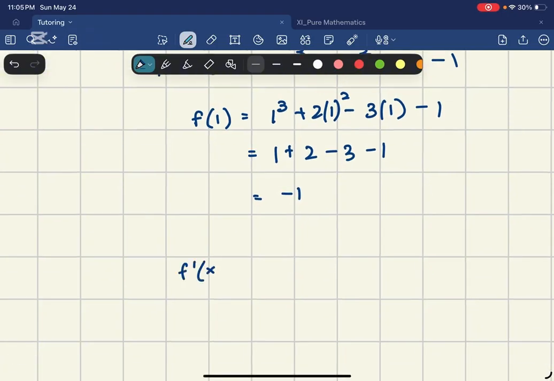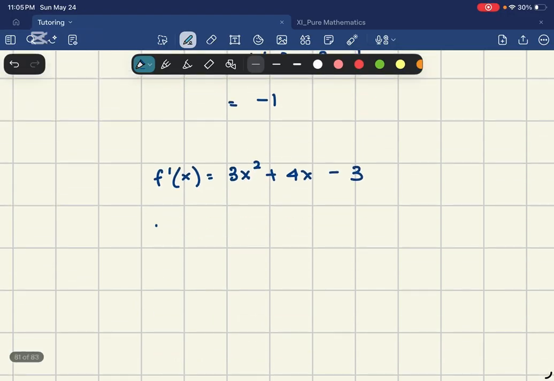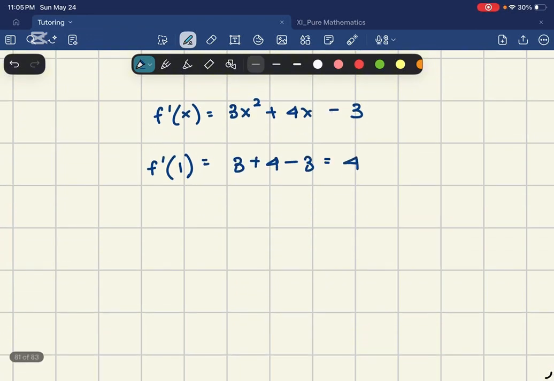f dash of x. So you just take the first derivative of this function, and that is going to give you 3x squared plus 4x minus 3, right? I'll encourage you to do the derivative on your own. And f dash of 1 is going to be 3 plus 4 minus 3. And that is just 4.